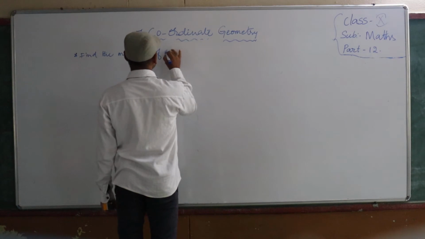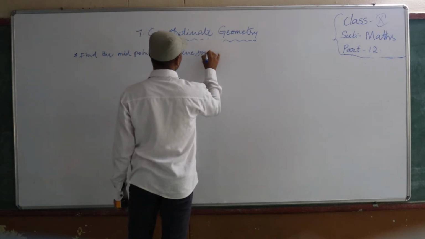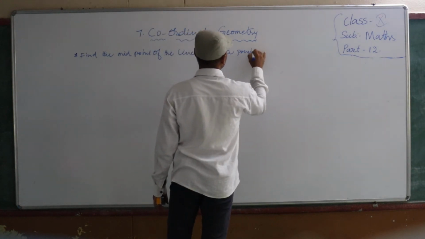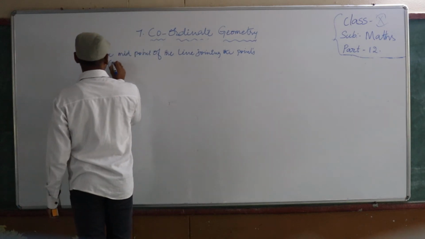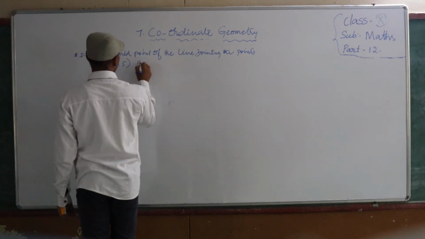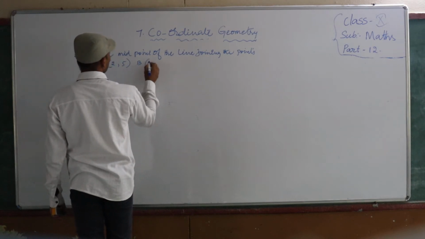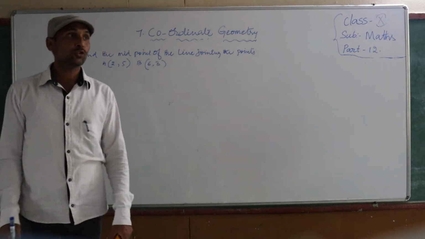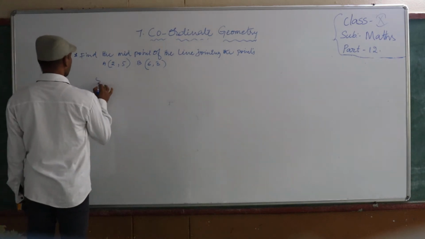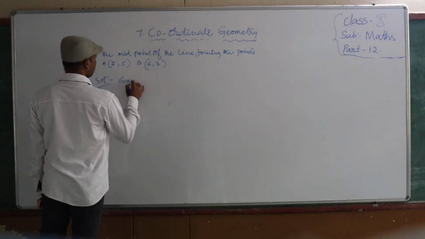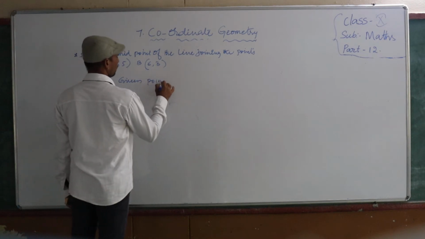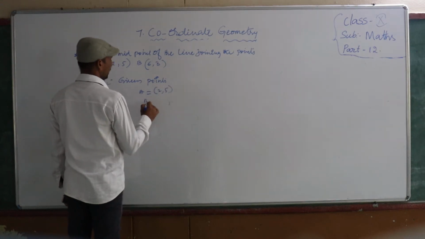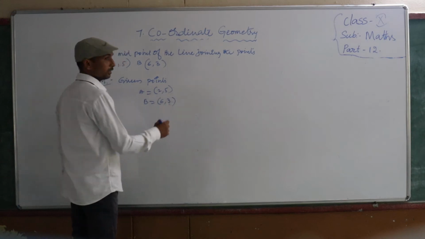of the line joining the points A (2, 5) and B (6, 3). So they have given 2 points. Very easy solution. Given points A is equal to (2, 5), B is equal to (6, 3).